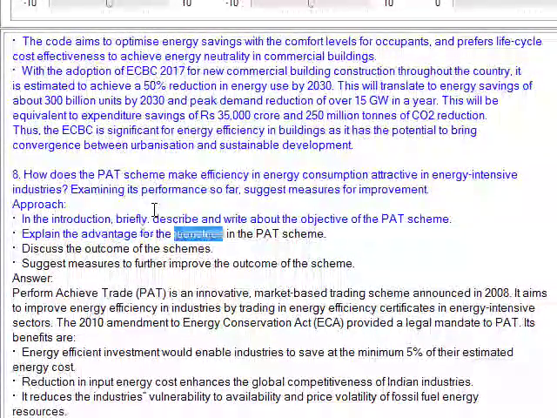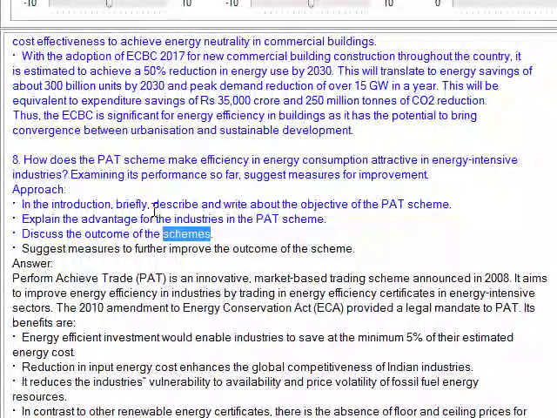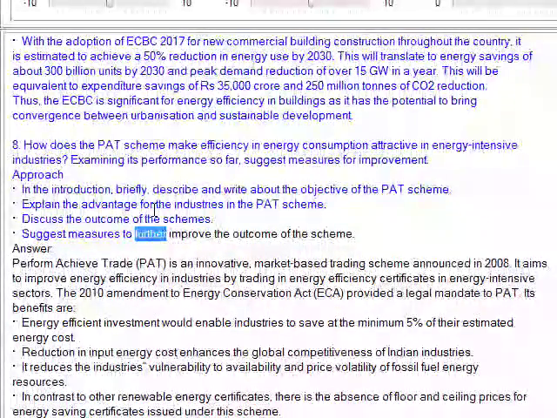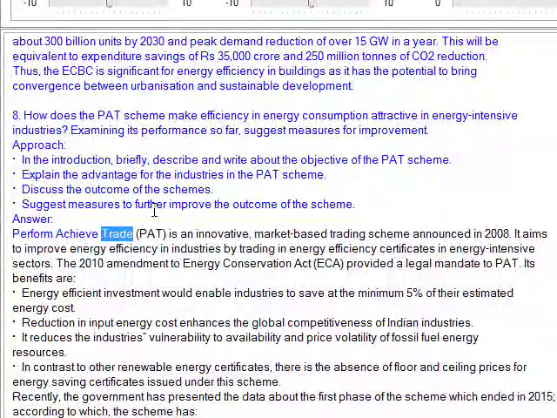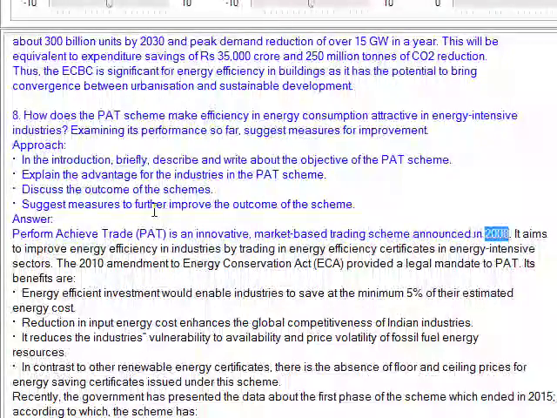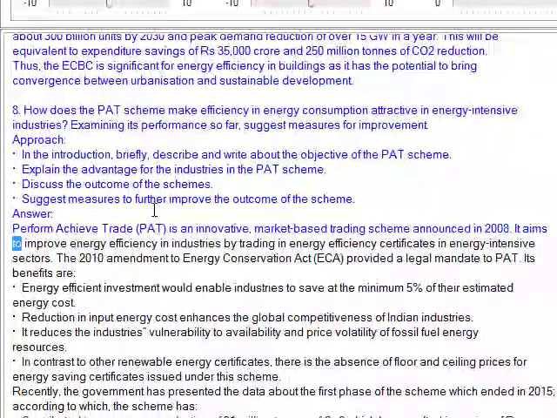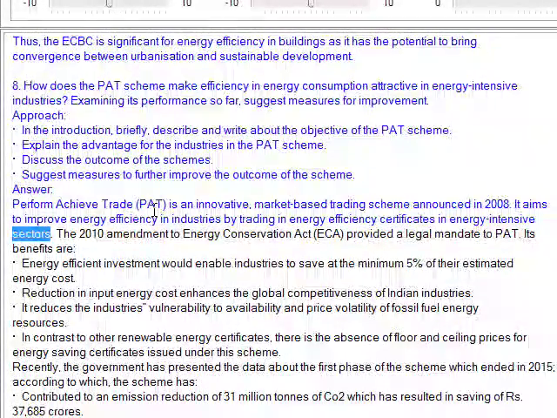Explain the advantage for the industries in the PATH scheme. Discuss the outcome of the scheme. Suggest measures to further improve the outcome of the scheme. Answer. Perform Achieve Trade (PATH) is an innovative, market-based trading scheme announced in 2008. It aims to improve energy efficiency in industries by trading in energy efficiency certificates in energy-intensive sectors.